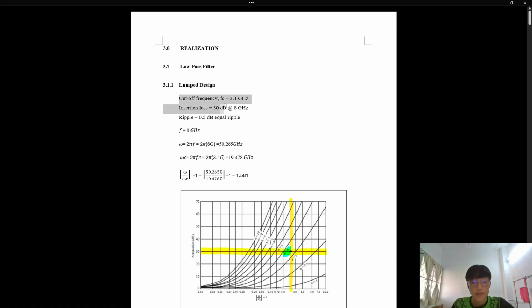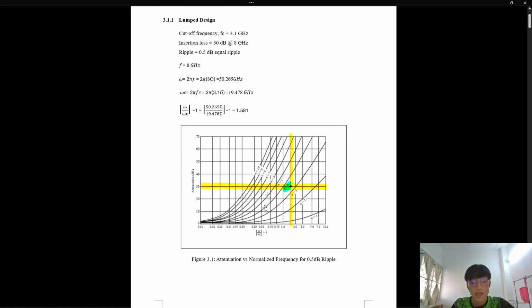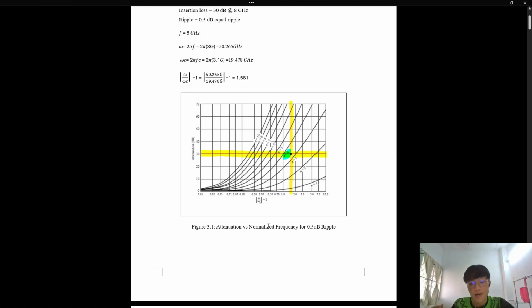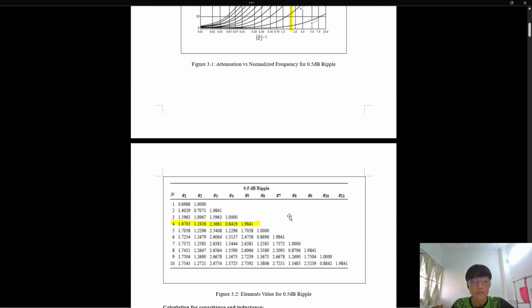By using the given information, we can find that the value of omega divided by omega c minus 1 is equal to 1.581, and the insertion loss, which is the attenuation, is 30 dB. By looking at the graph of attenuation against normalized frequency for 0.5 dB ripples, we can find that the value of n is equal to 4.